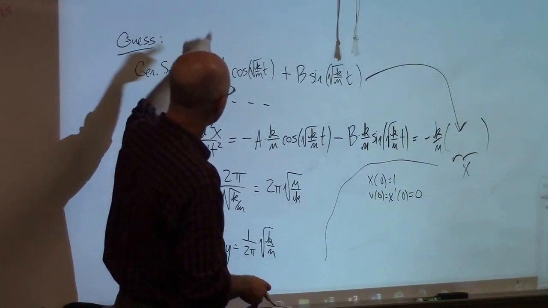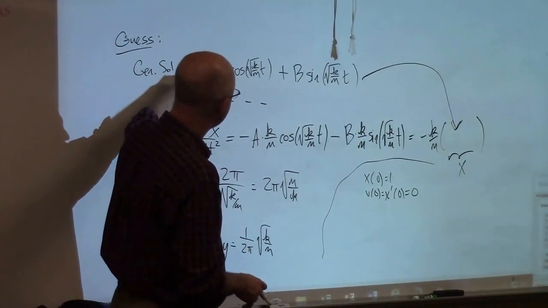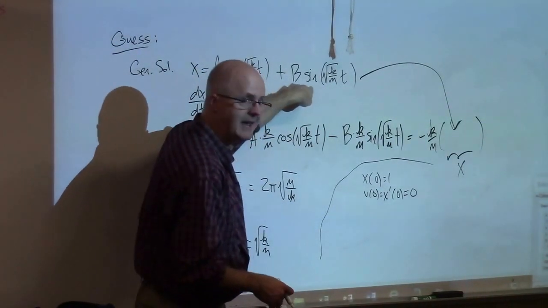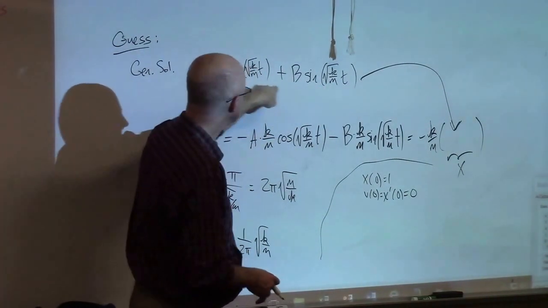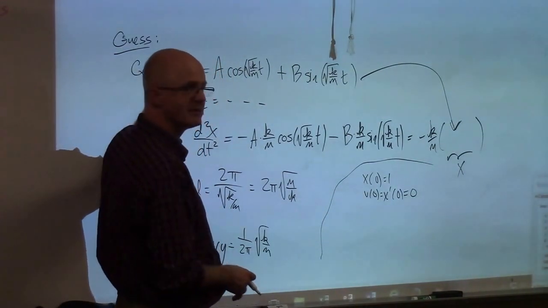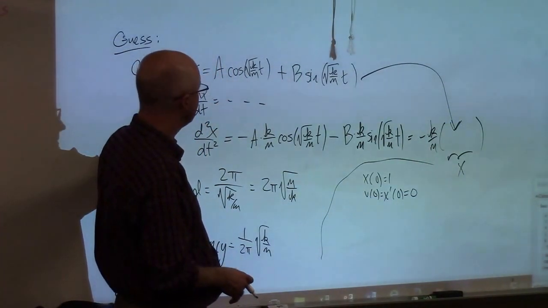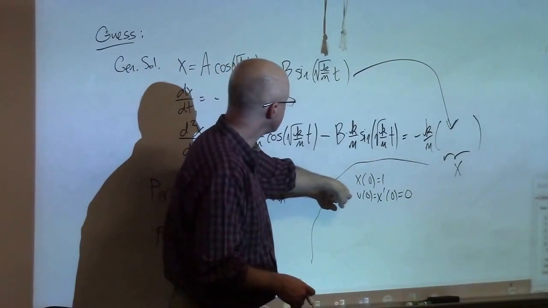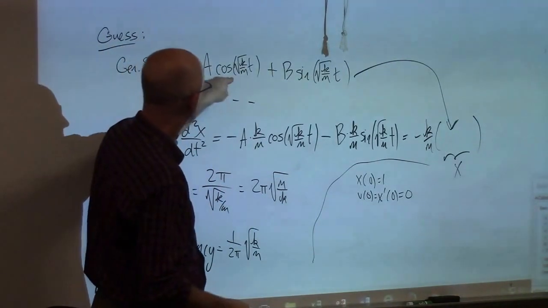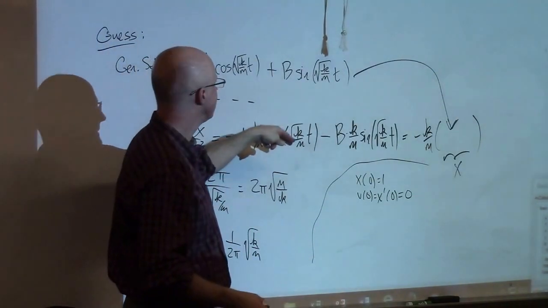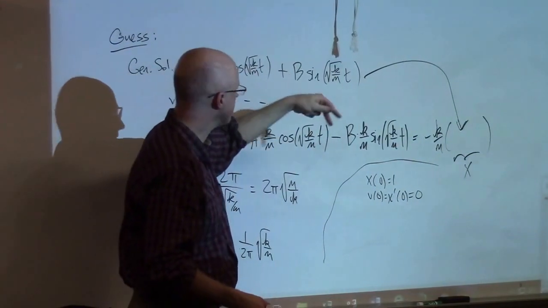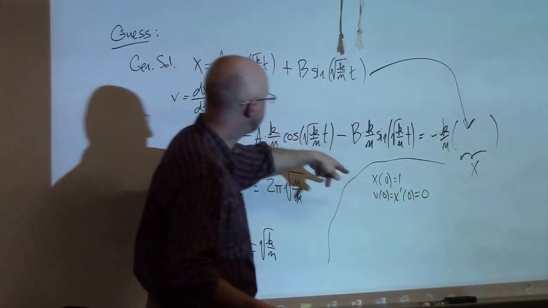Think about it here. In order for x to be 1 when t is 0, this term goes away, since sine of 0 is 0. When t is 0 here, cosine of 0 is 1. A must be 1. If I use the initial condition on the derivative, the velocity, since the cosine becomes a negative sine, and sine of 0 is 0, and the sine becomes a cosine, and cosine of 0 is 1, it turns out b equals 0.